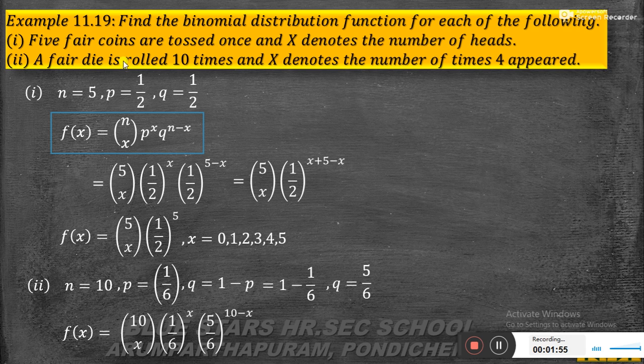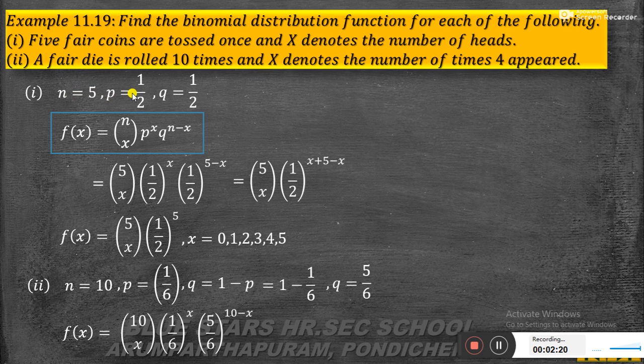So a fair die is rolled 10 times, and X denotes the number of times 4 appeared. That number of times 4 appeared is represented by X. Now we will solve subdivision 1. Subdivision 1: 5 coins tossed. So I take the 5 coins as n equal to 5.